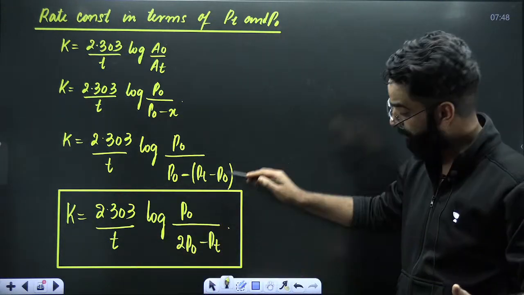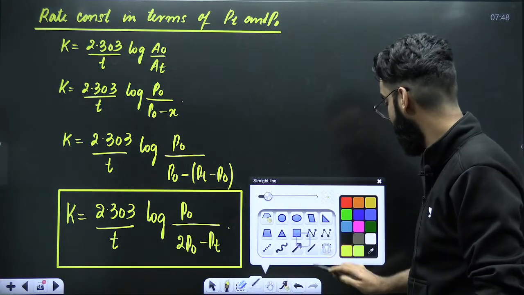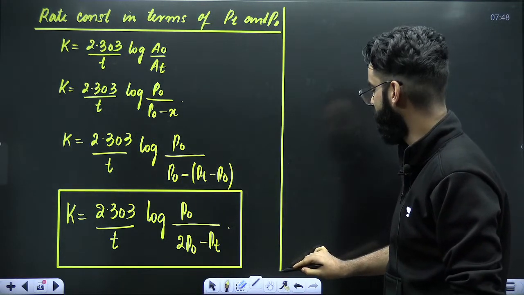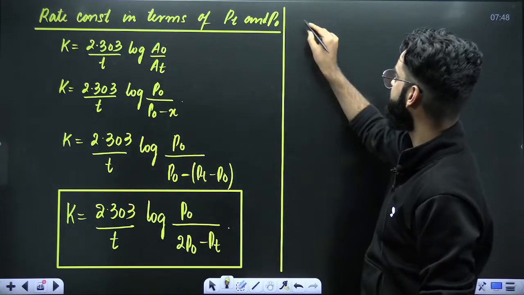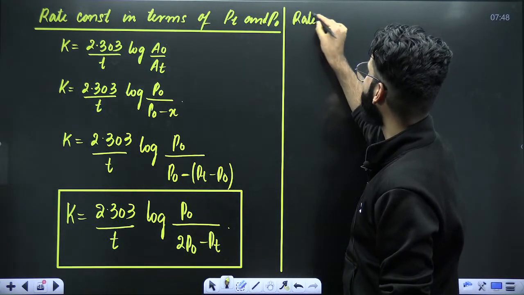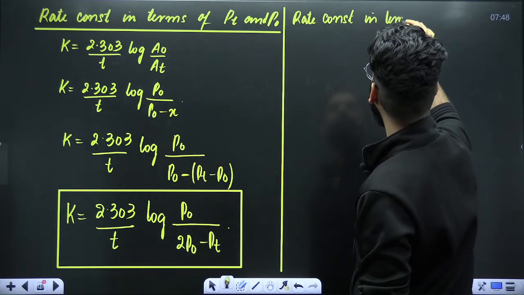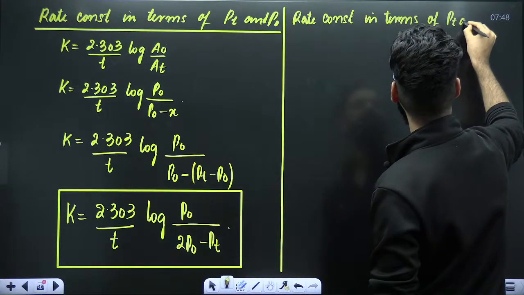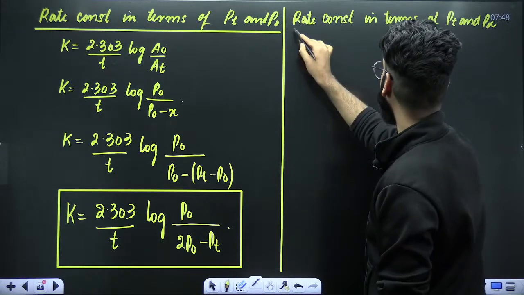Again, I'm telling you, you're not supposed to remember this expression. You should be able to make this expression, right? Because if you change the stoichiometry, then absolutely the expression will change. Now guys, one more question is asked. That is the rate constant value in terms of PT and P infinite.